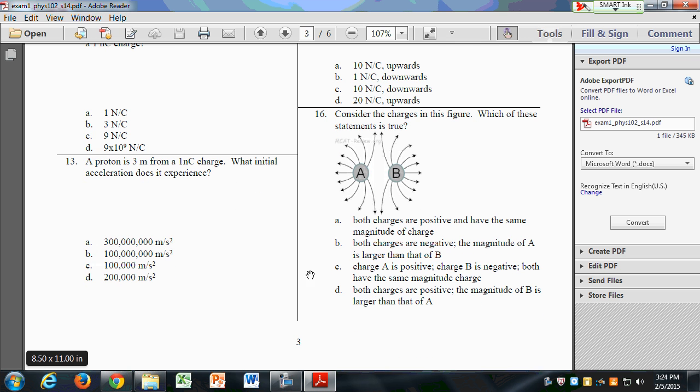Okay, here's a basic kinematics problem. So I have a proton that's 3 meters from a 1 nanocoulomb charge. What initial acceleration does it experience?